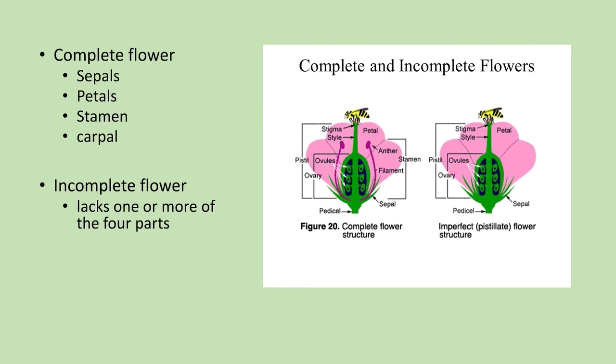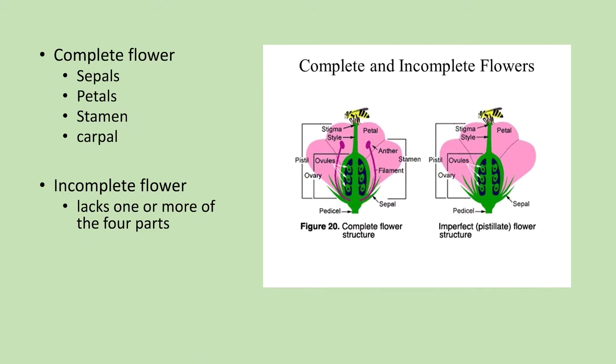Okay, so a flower itself can be very diverse, not only in its look, but also in which parts it actually contains. So we refer to those as either complete flowers or incomplete flowers. A complete flower just has the 4 main flower parts listed there. Again, the sepals, the petals, the stamen, and the carpel. An incomplete flower then would be missing one or more of those parts.